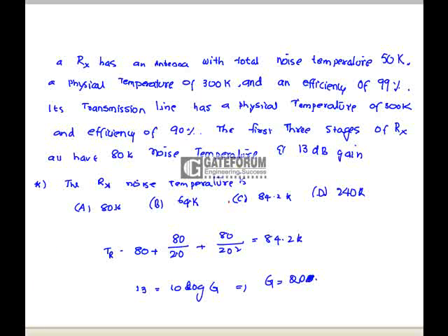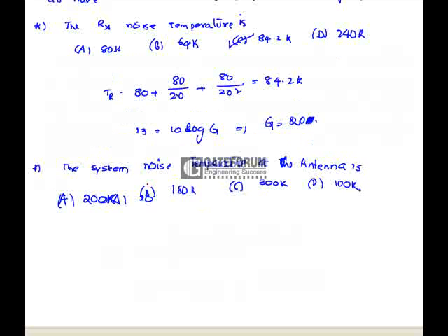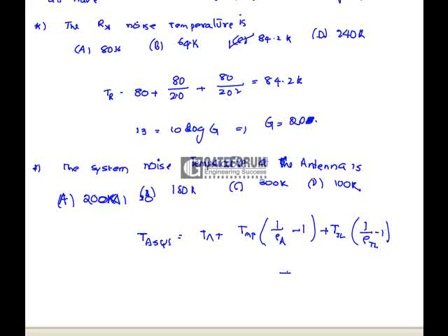So C is correct. The system noise temperature at the antenna is, so system noise temperature is nothing but antenna temperature, plus ambient temperature into 1 minus efficiency of the antenna, plus transmission line temperature into 1 by ETL minus 1, plus 1 by ETL into temperature of the receiver. So if we substitute all the values we will get this as 180 Kelvin. That is option B is correct.